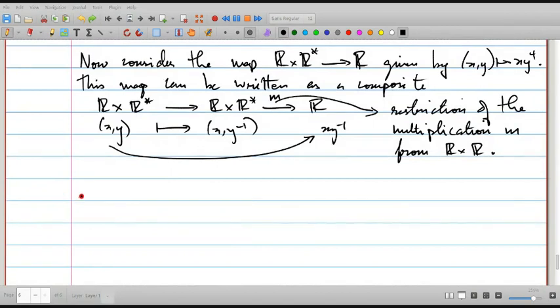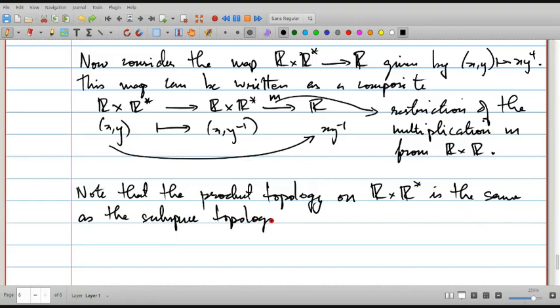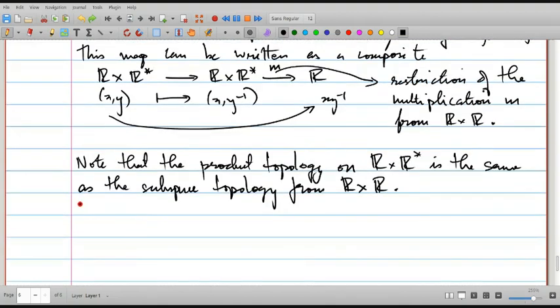Now note that the product topology on R cross R star is the same as the subspace topology from R cross R. So now we can check.